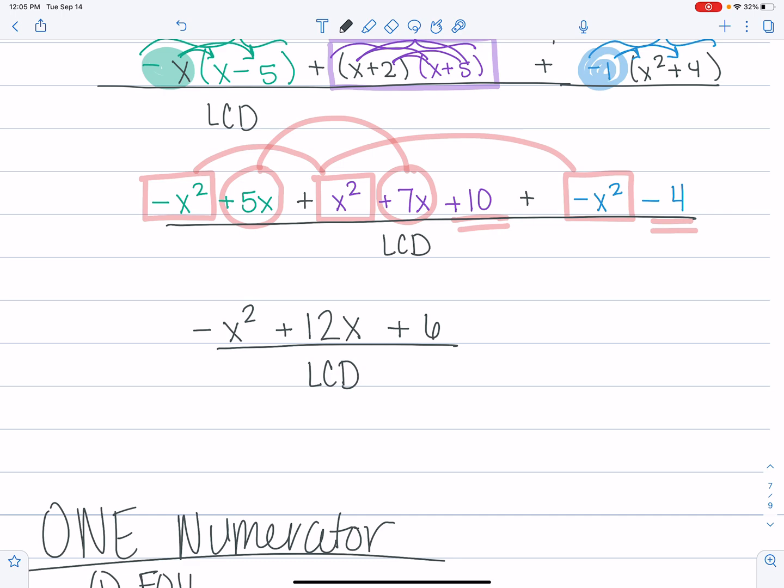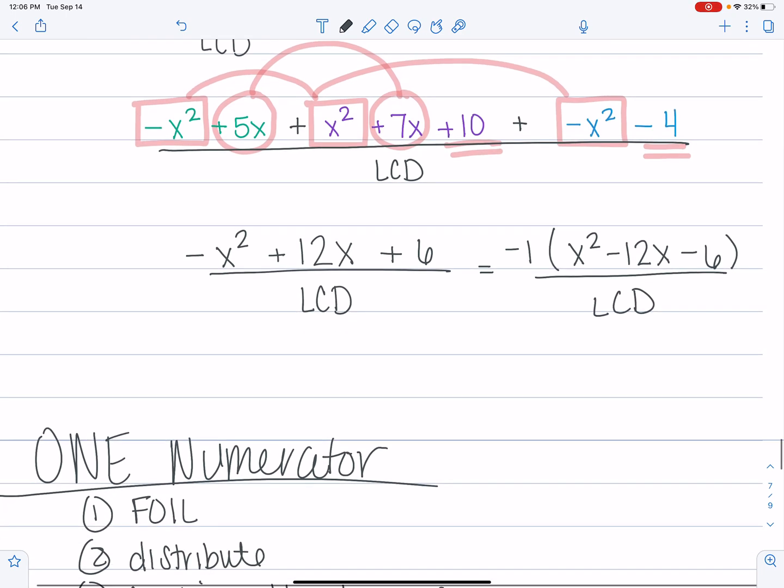All right, so now I'm looking for things to factor. Pretty much anytime you have a negative leading coefficient, we're going to factor out a -1 there. Factoring out a -1 really just means that I'm going to change the sign, or divide everything by -1. So I had -x squared, divide out a -1 is going to give me positive x squared. I had positive 12x, divide by -1 is going to give me negative 12x. Positive 6, divide by -1 is going to give me negative 6, all over that LCD.